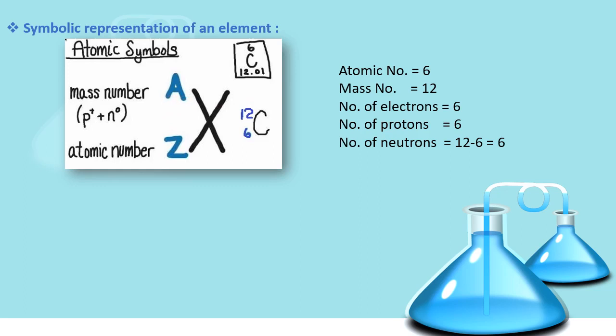Let us see with the example. Here C represents an element carbon. 6 is its atomic number and 12 is its mass number. So students, what information do we get from this symbol C? Atomic number 6, mass number 12, number of electrons 6, number of protons 6, that they are equal to the atomic number, and number of neutrons A minus Z, mass number minus atomic number, that is 6.